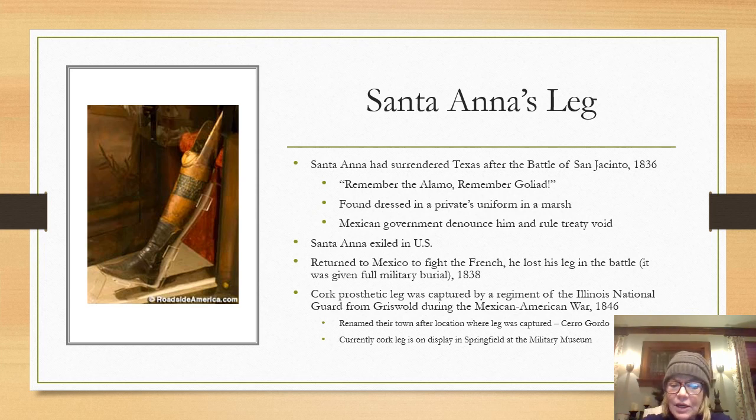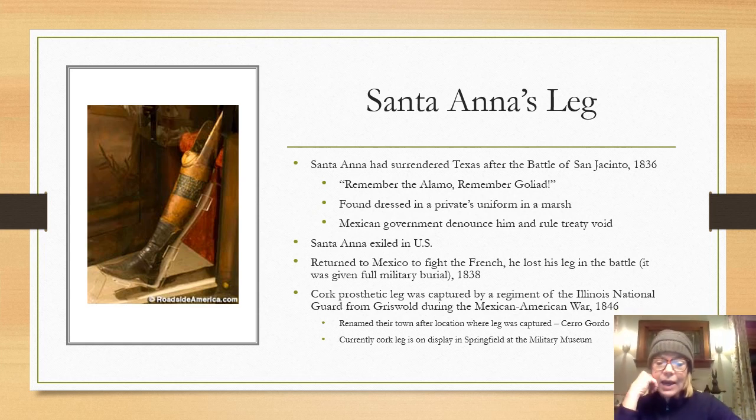And they come across Santa Ana, who had stopped to eat his lunch, a roasted chicken. Now, Santa Ana had a prosthetic leg. He had lost his leg during the French Pastry War. They gave it a whole military burial and everything else, and he had this cork leg. So the Americans come across him, and he's eating his lunch at this time, and the Americans take his leg.